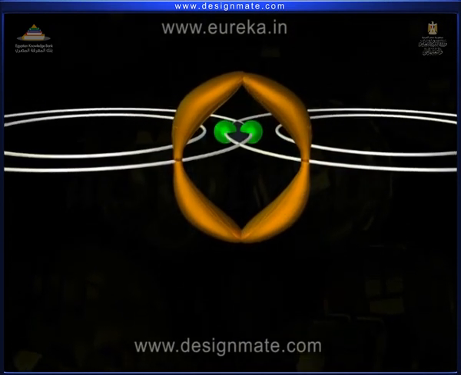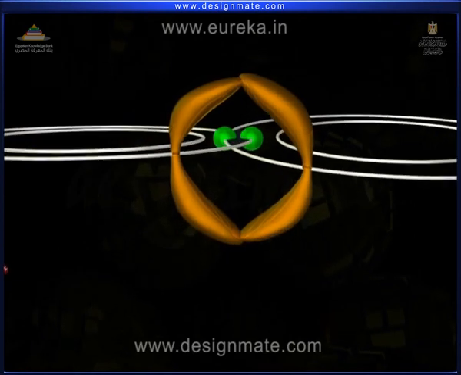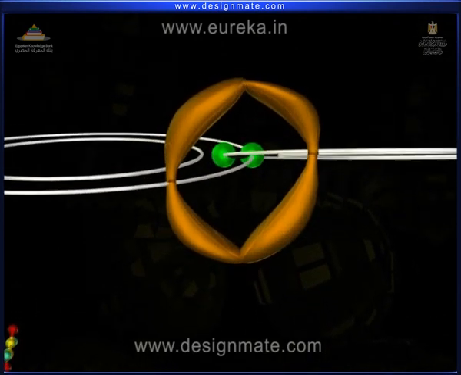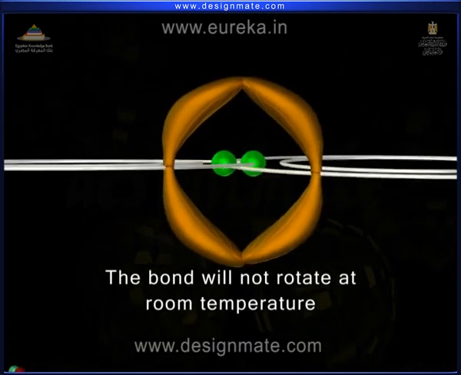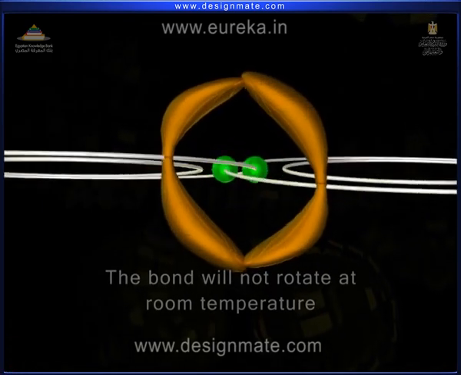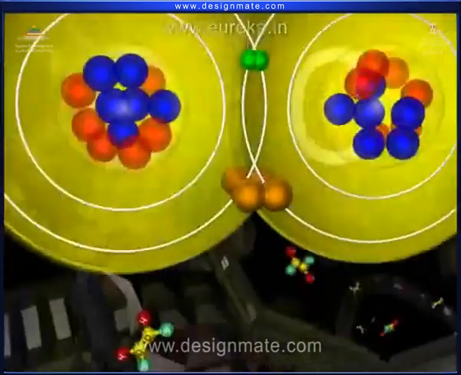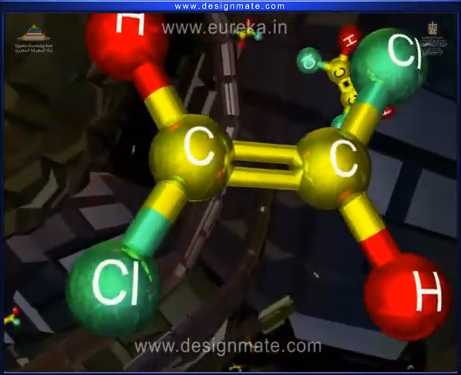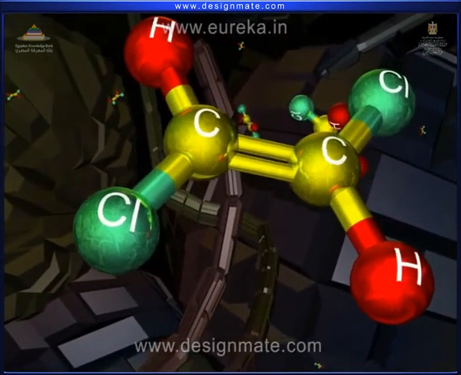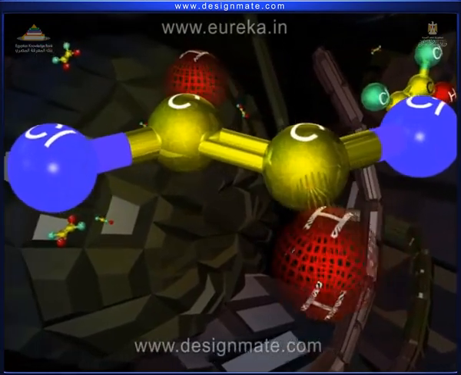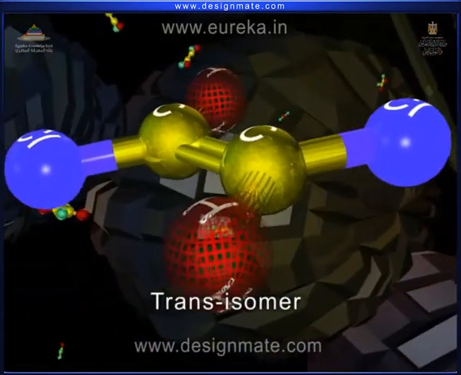If two carbons attempt to rotate around each other, p orbitals will no longer be in parallel position, but the bond will not rotate at room temperature. Hence, two chlorine atoms get locked on opposite sides of the double bond. This is called the trans isomer.